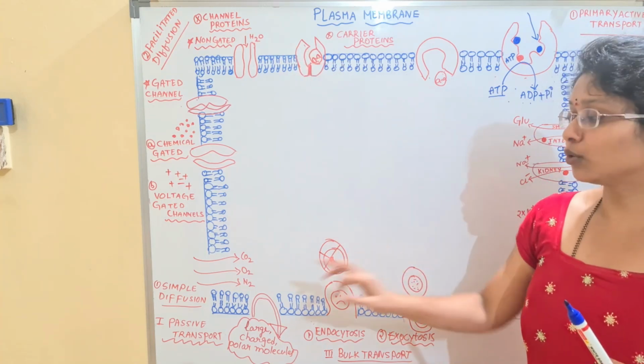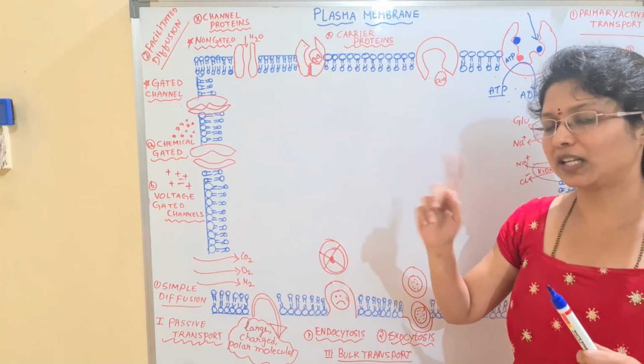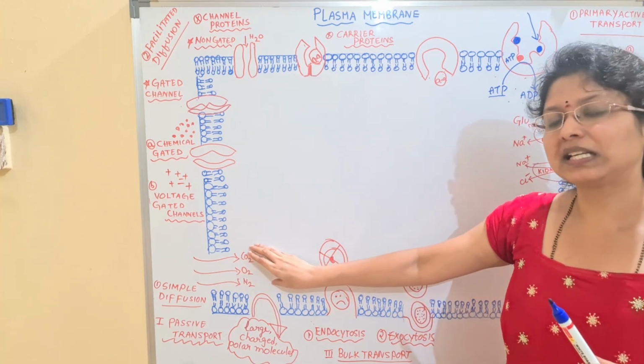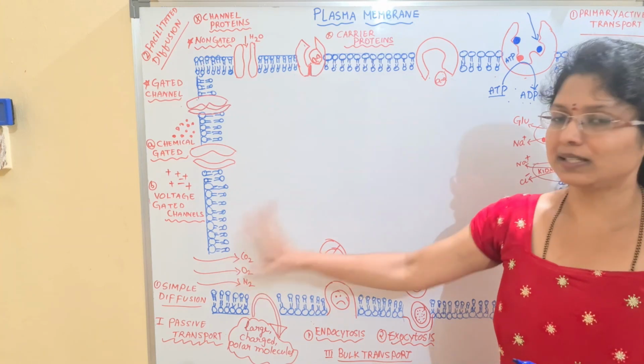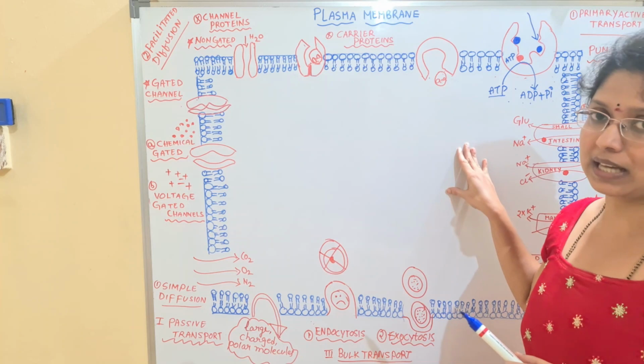Only with the simple diffusion you cannot see any protein. So protein is absent here. In simple diffusion we don't have any protein. It is not required. Through some pores the molecules will easily pass through this membrane. That is called simple diffusion. Okay. So this is regarding the passive transport in comparison with the active transport.